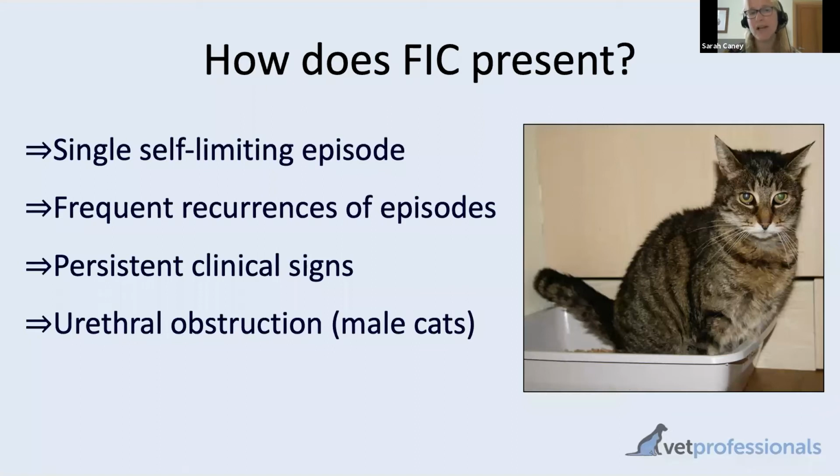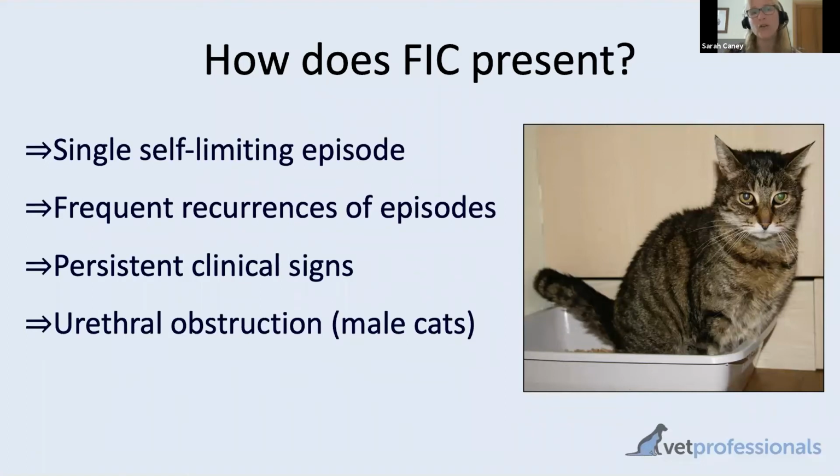And typically an episode, so a period of time showing these lower urinary tract signs, will be for a few days. So maybe 2 to 5 days of the cat showing this pain and difficulty passing urine, maybe blood in the urine, urinating frequently, passing very small amounts of urine. And that goes on for a few days, and then it actually will get better on its own, but recurring perhaps a few weeks or maybe a few months later. That would be a typical picture.